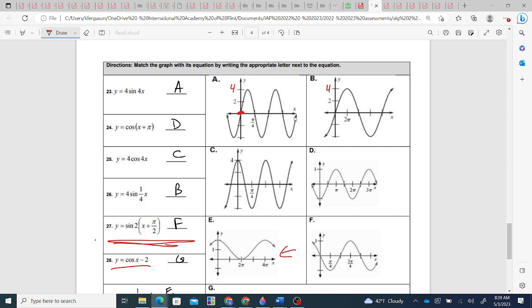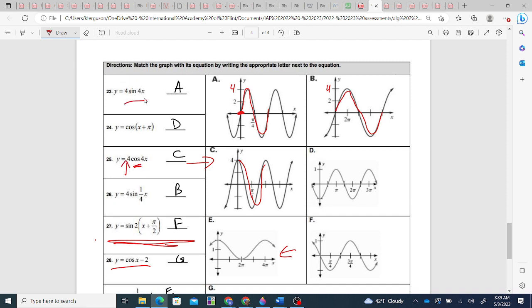So looking at this, I got 3 with the amplitude of 4. Well, this one is a sine graph. This one is a sine graph. This one is a cosine graph. So then that one is right there. It's got an amplitude of 4 and it's a cosine graph.